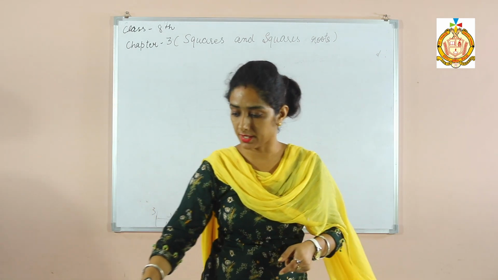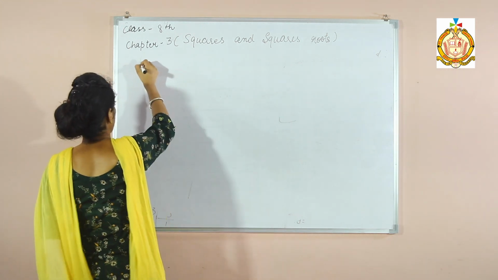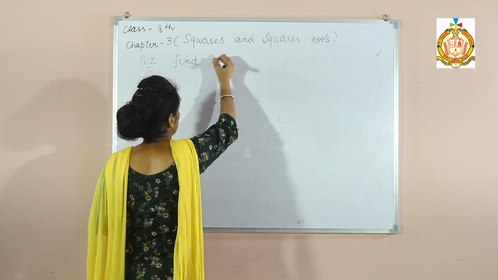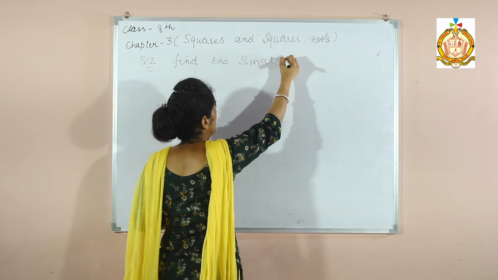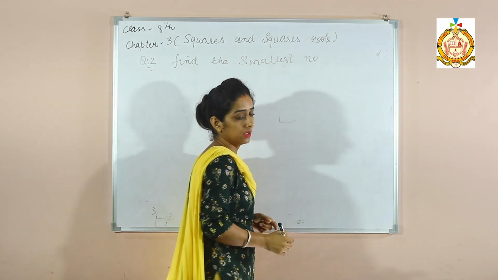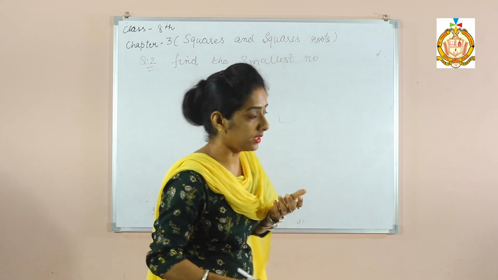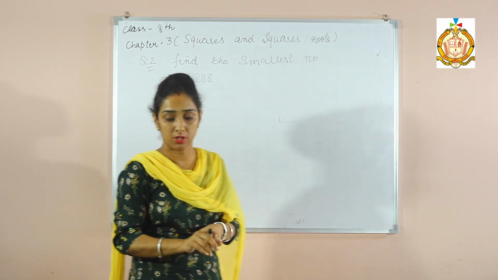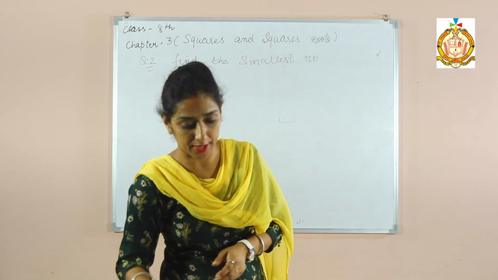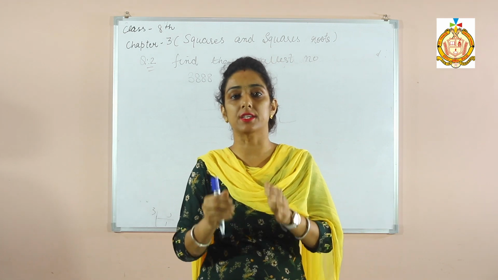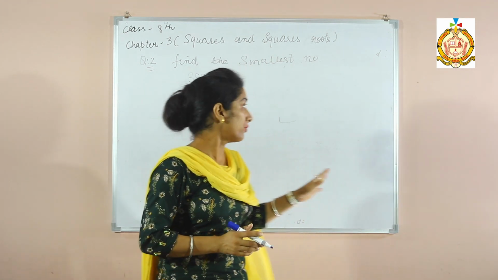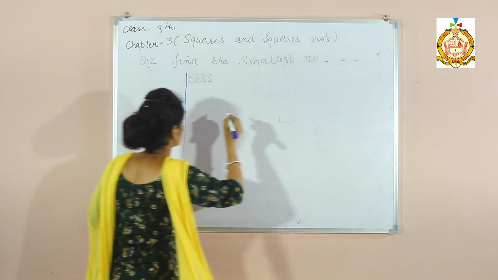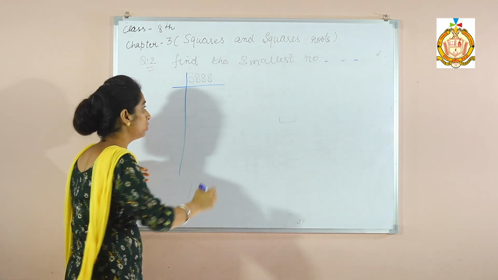Now the second question: find the smallest number by which 3888 should be multiplied so that the product is a perfect square. So first of all we have to find the prime factors.